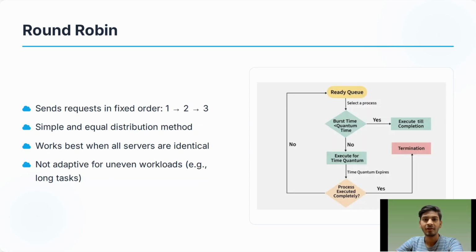One of the simplest load balancing algorithms is round robin. It assigns each incoming request to the next server in a loop. Request 1 goes to server 1, request 2 goes to server 2, and so on. This method assumes all servers are identical and all requests take roughly the same time. When workloads vary, round robin may give extra load to already busy servers.